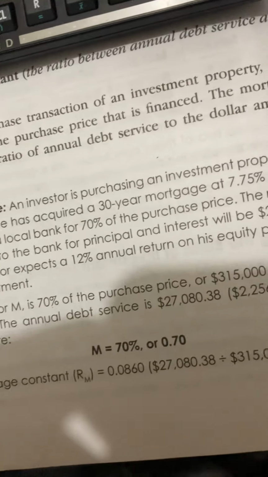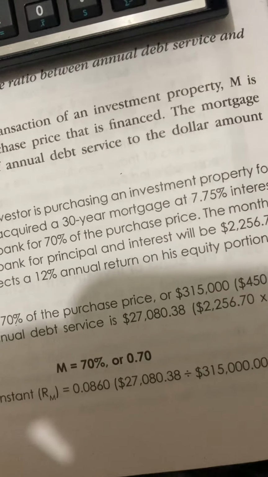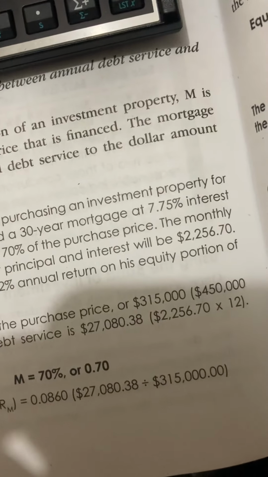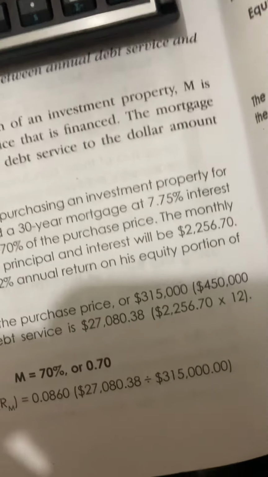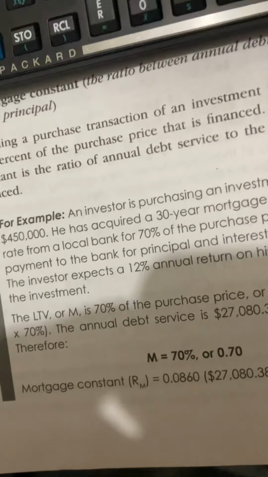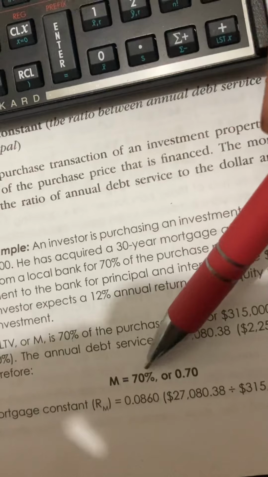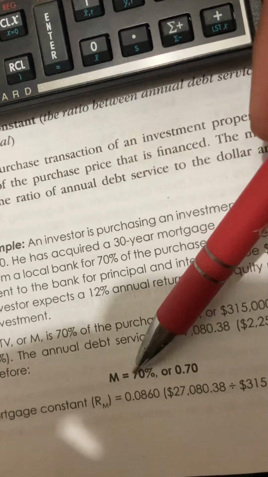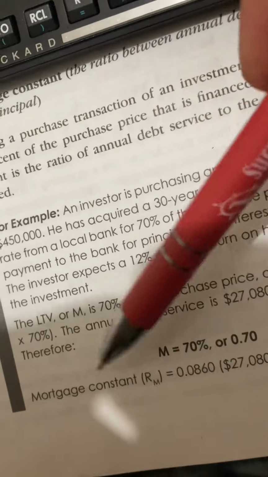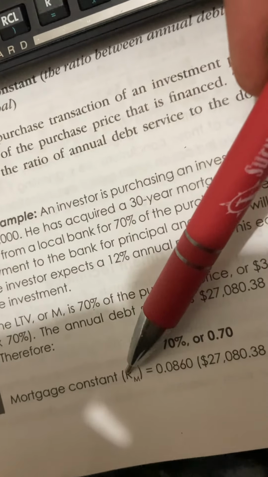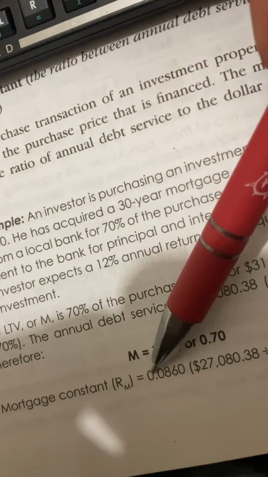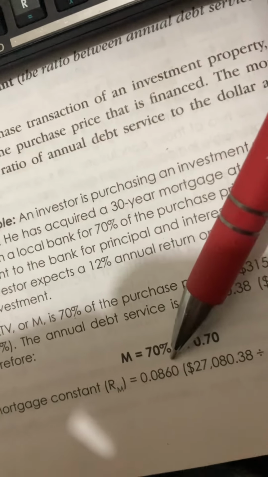The annual debt service is $27,080.38. So you take the monthly payment, times it by 12. Therefore, M equals 70%. Loan to value equals 70%, or 0.70. Mortgage constant rate, capital R with an M, equals 0.0860.